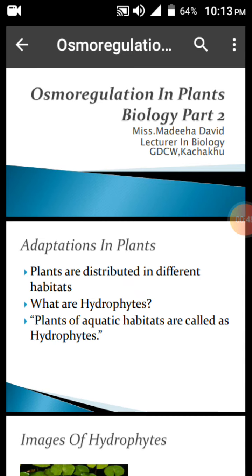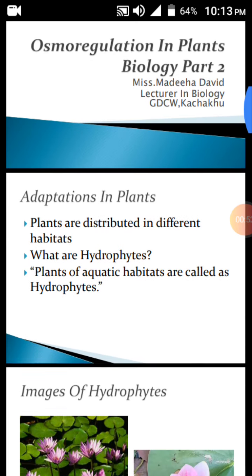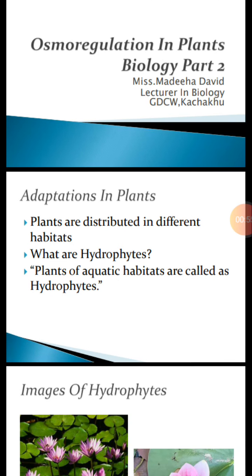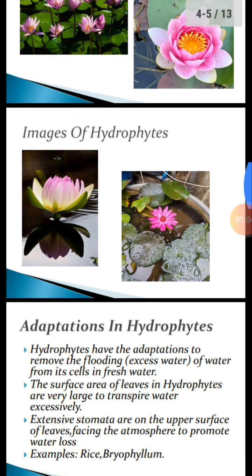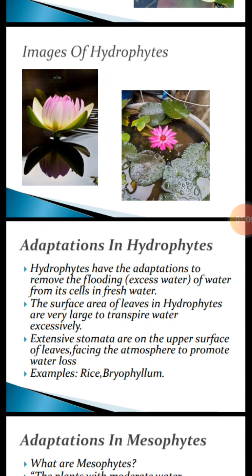First, what are hydrophytes? Hydro means water and phytes means plants. Plants of aquatic habitats are called hydrophytes. You can see images of hydrophytes like water lilies. Adaptations in hydrophytes.